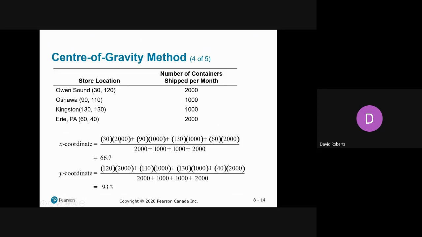The denominator for the x coordinate is simply the total number of containers. So the numerator part is the x value, like an xy coordinate, and you multiply by the weight. So an x coordinate of 30 on your xy graph times a weight of 2,000. And you do that and total it up, and you get the x coordinate is 66.7, the y coordinate is 93.3, and that's where you should locate your facility.